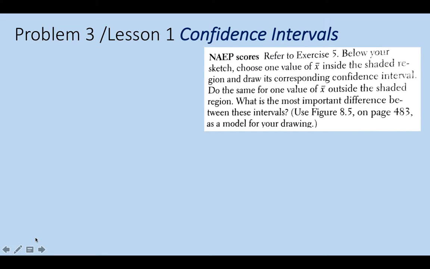All right. The next one continues working on this. It says, below your sketch, choose one value of x bar inside the shaded region and draw its corresponding confidence interval. So I'm just going to do a quick sketch of it. So our original one here, obviously this interval contains the true mean. But anything within this distance m would wind up containing that. So this works, that contains the true mean, that contains the true mean. I would actually have to have everything outside of it for it not to contain the true mean. So these are examples. Here's a counterexample of what counts. All right.